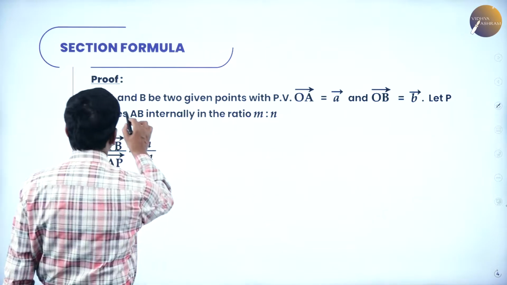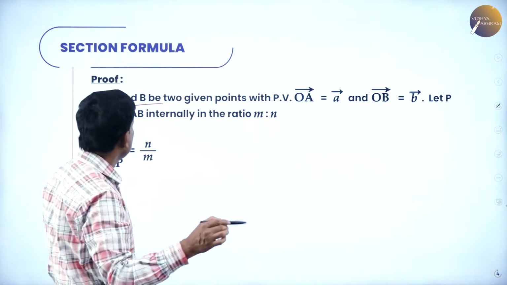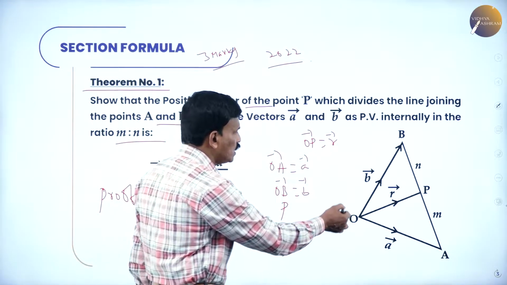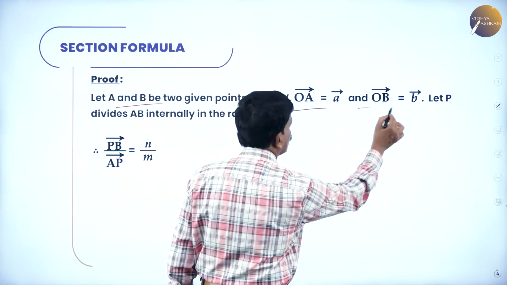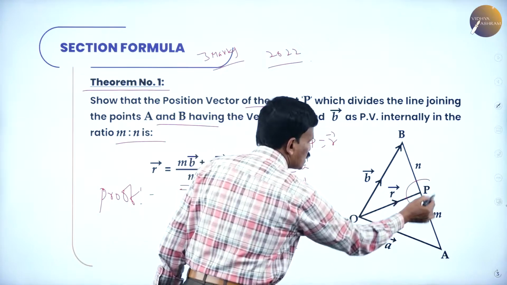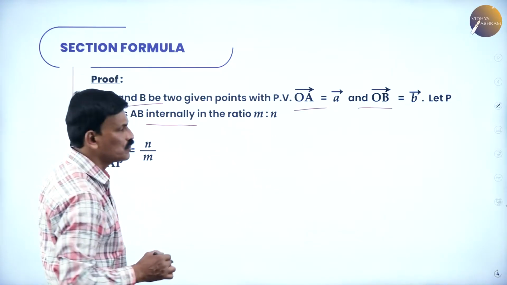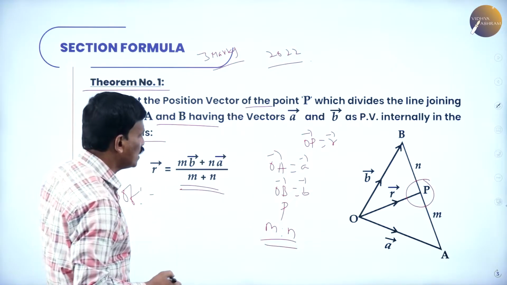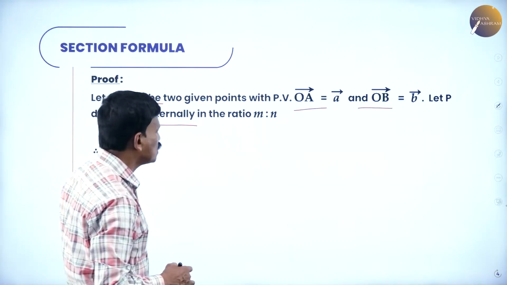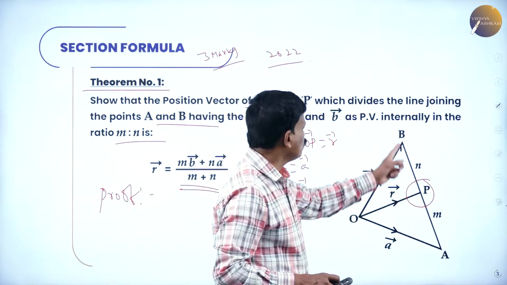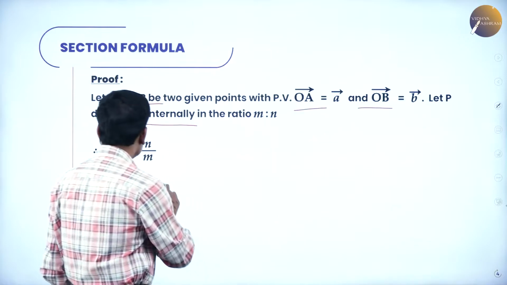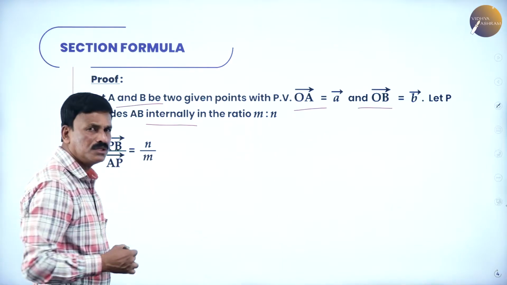So let A and B be the given points whose position vectors are vector OA equal to vector A and vector OB equal to vector B. Let P divide AB internally in the ratio m is to n. Then from the diagram, we can write PB divided by AP is equal to n by m.